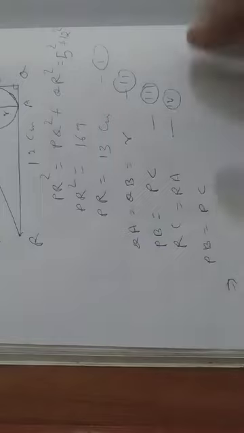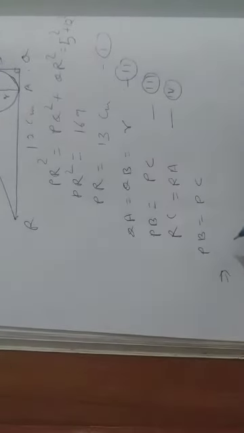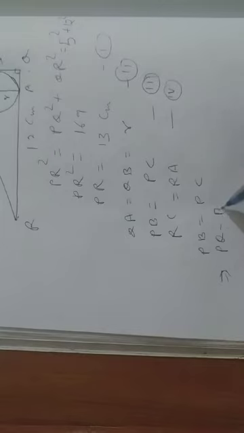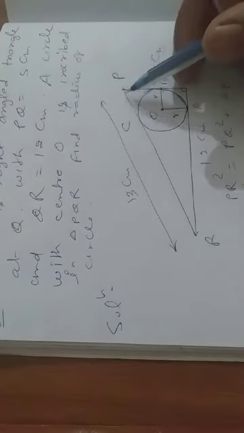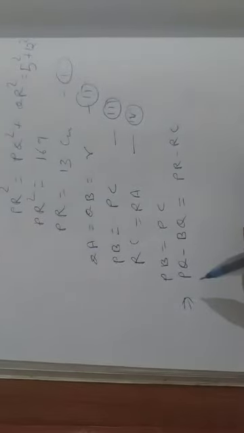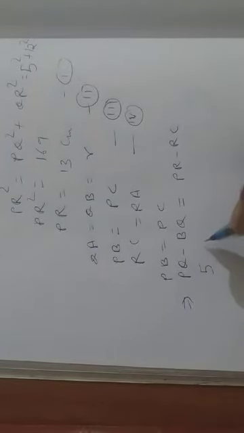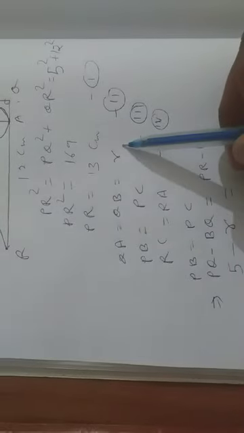This implies that PB can be written as PB is equal to PQ minus BQ, equal to PC, which can be written as PR minus RC. Dear students, what is the length of PQ given? It is given as 5 centimeter, minus BQ, which is equal to the radius of the circle. BQ or QB is equal to the radius of the circle.